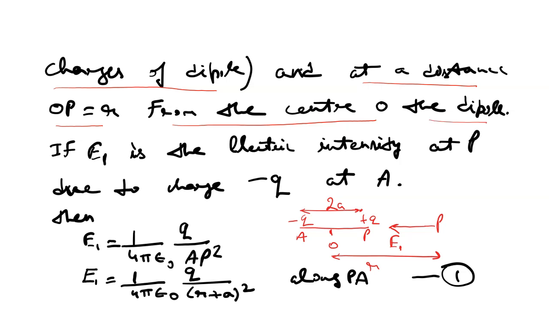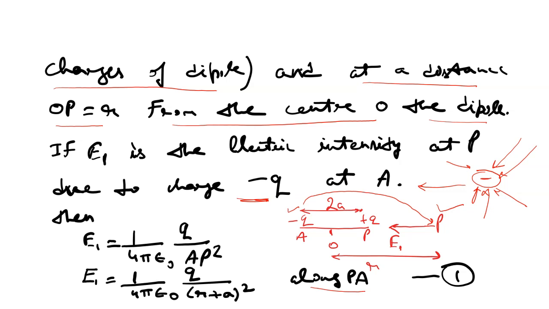if E1 is the electric intensity at P due to charge minus Q at A, then due to this charge there will be an influence here, and E1 will be the electric field intensity due to this charge. Its direction will be along PA, because in one of the video lectures I have told that due to negative charges the direction of the electric lines of force is inwards. So the direction will be along PA. By definition, E1 equals 1 by 4 pi epsilon naught times Q upon the distance squared. Here the distance squared is AP squared.